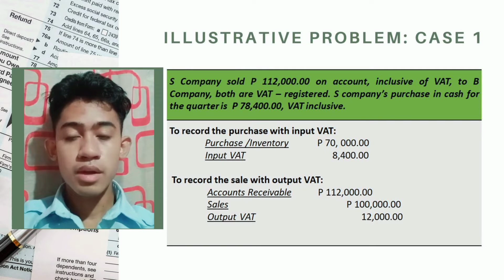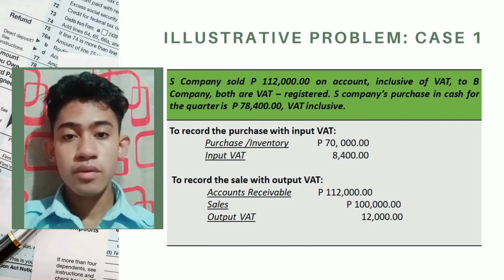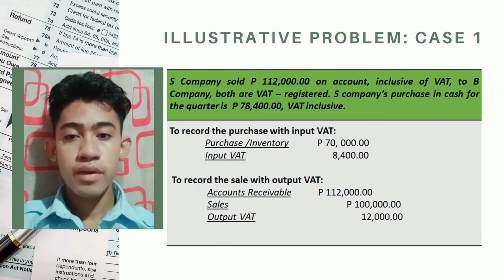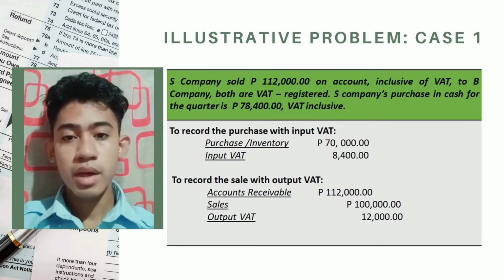To compute the VAT payable, compare your output VAT with your input VAT, which is we have your output VAT of 12,000 and input VAT of 8,400. So the difference will be VAT payable of 3,600. To set up or record VAT payable, we debit output VAT 12,000, credit input VAT 8,400, and then credit VAT payable 3,600.